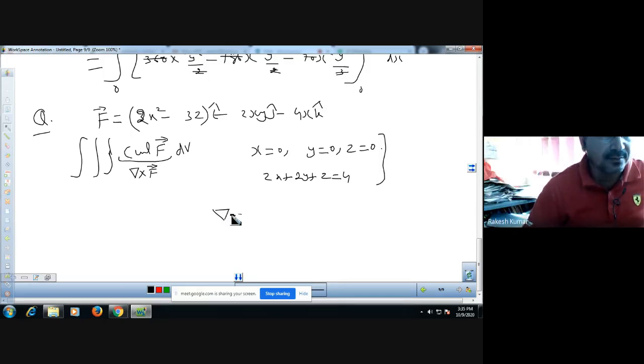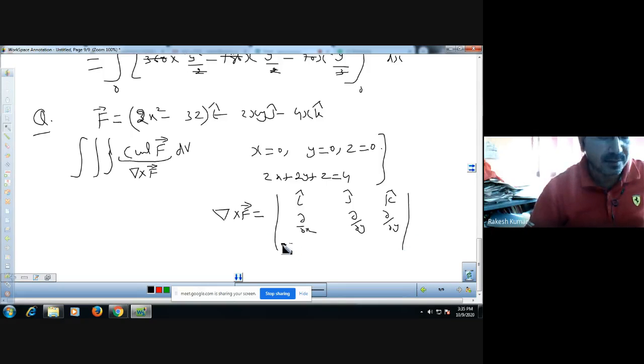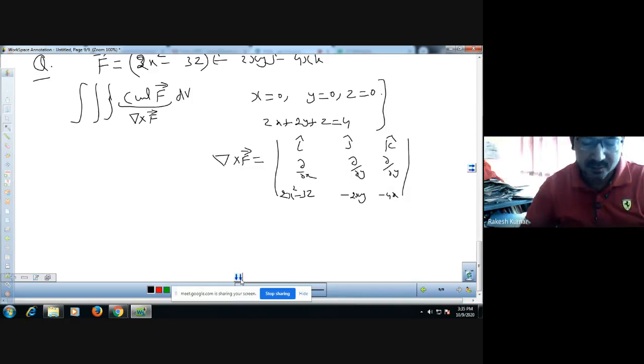First of all, let us evaluate curl f. For evaluating curl f, we need to determine this determinant: i, j, k, del by del x, del by del y, and del by del z. The coefficients will be 2x square minus 3z, minus 2xy, minus 4x. Now you can evaluate the curl of this. Obviously it will be a vector quantity. I cap times this: the derivative of this term with respect to y comes out to be 0, and minus, this minus will be plus, the derivative of this with respect to y comes out to be 2x.